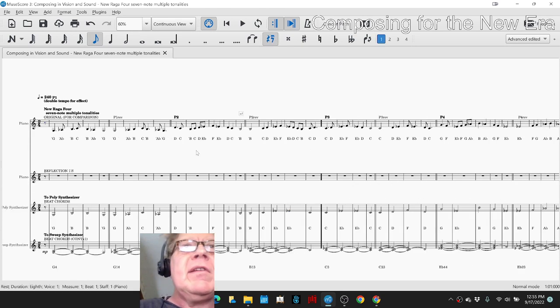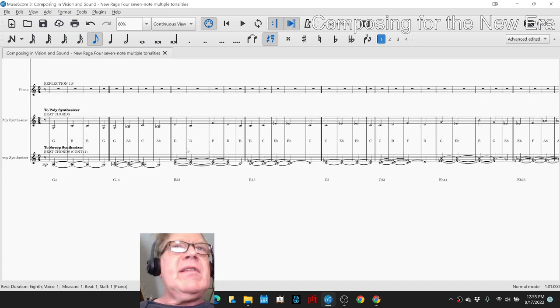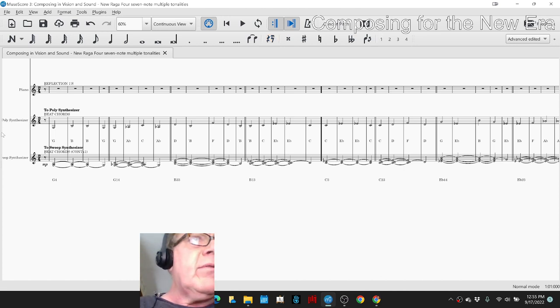So this is what we're calling raga 4, and basically it's these two lines down here, and we're just going to play the whole thing for you. Here we go.